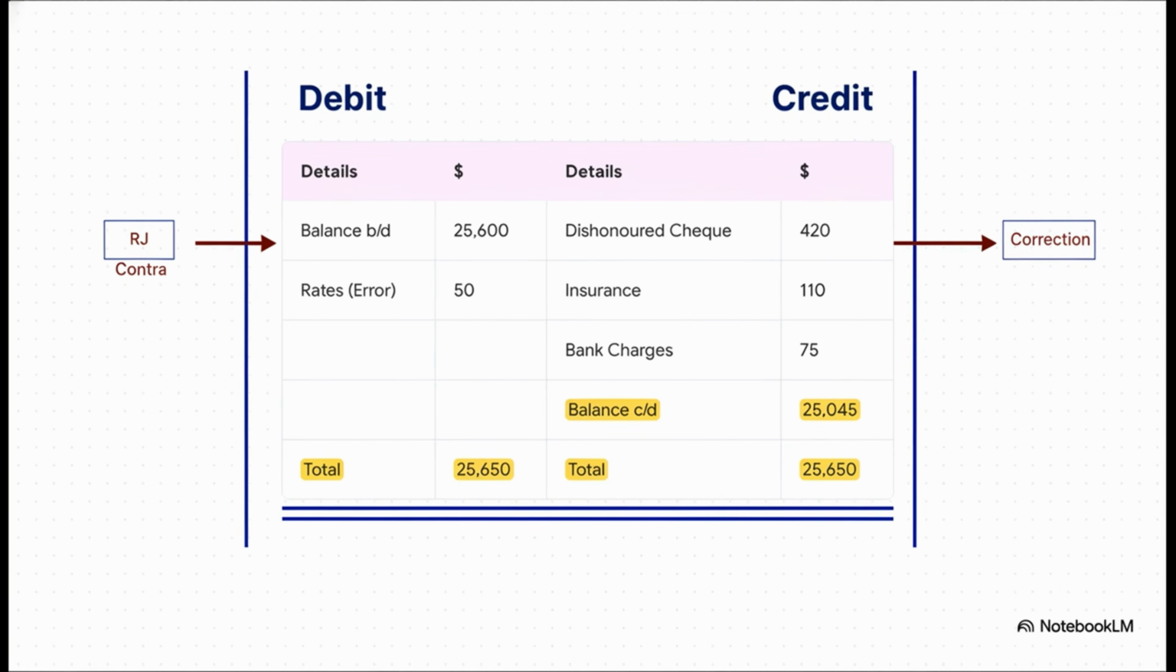Okay, step one. Let's update that cash book. We began with the balance we had, $25,600. Now let's fix that error. The rates payment was $205, but it was recorded as $255. So we need to add that $50 back on the debit side. Simple. Now for the money out, the credit side. We have to record that dishonored check from RJ for $420, the insurance direct debit for $110, and the $75 in bank charges. Once we do all that, our new corrected cash book balance comes out to $25,045.